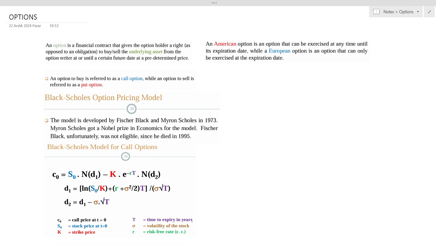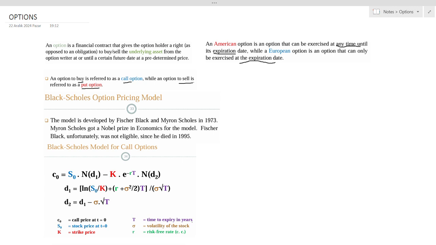Additionally, if you are dealing with options, you will see some terms and you need to understand what these are. You will see American options and European options. An American option is an option that can be exercised at any time until its expiration date. On the other hand, a European option can only be exercised at the expiration date. You will also see the call option and the put option. A call option is an option to buy, and a put option is an option to sell.